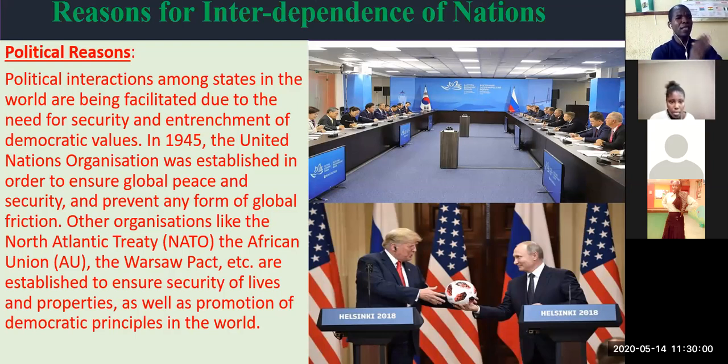The North Atlantic Treaty Organization was established in 1949, and the Warsaw Pact was established in 1955. And the African Union, then known as the Organization of African Unity, was established in 1963. All of these organizations were established in order to facilitate political interactions among states in the world. And what are the things to be discussed in these organizations? It has to do with democracy, security of lives and properties, among other things that make the world go round.